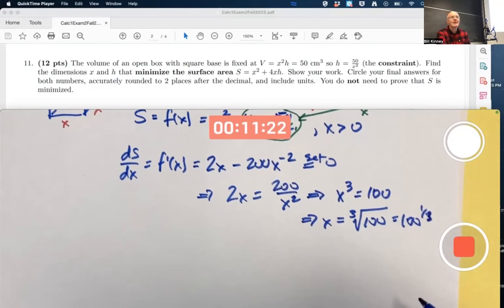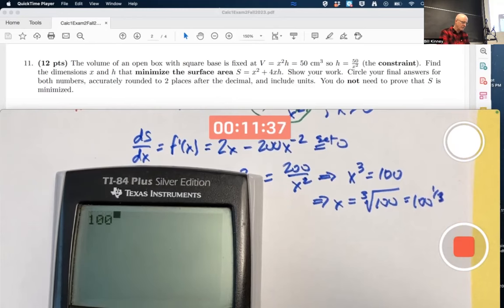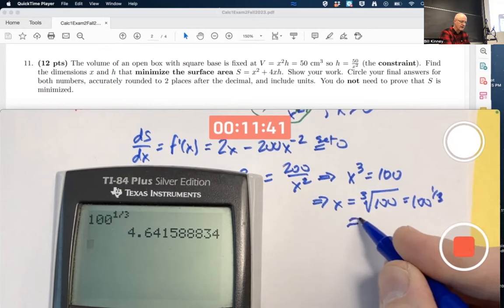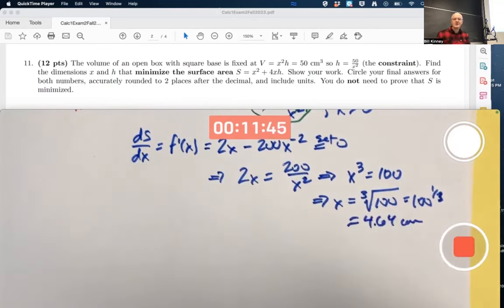Okay? And that's fine. Do you need to simplify it? Not really. You can just leave it as cube root of 100, though it's nice to see approximately what it equals. 100 to the 1/3 power. It's about 4.64 centimeters. The question is asking for the dimensions x and h that minimize the surface area.